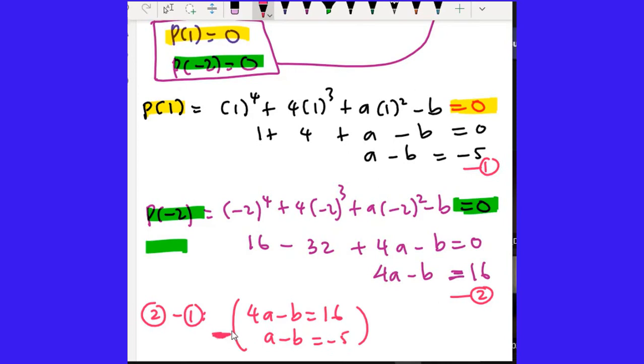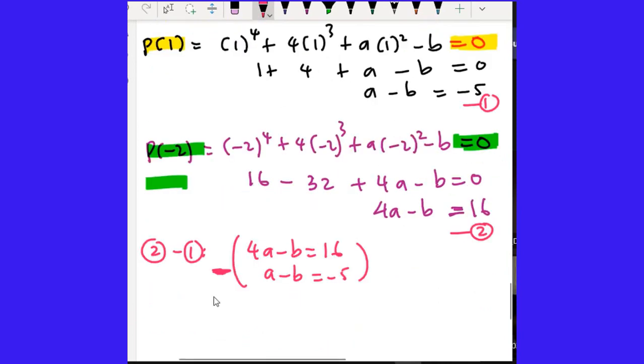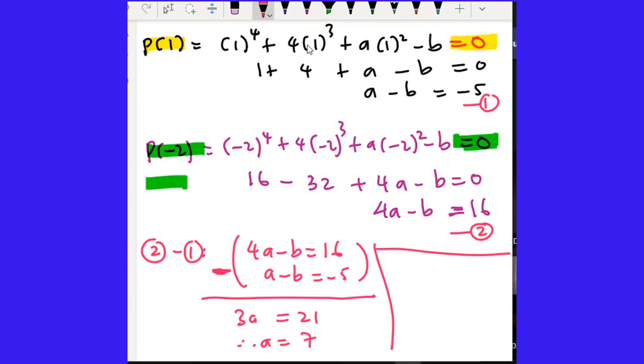Kena buat ni, lupa kan. Minus. So, 4A minus A, 3A. Negative B minus plus nanti. 16 minus 21. Therefore, A is equal to 7. Okay. Ikutlah cara nak cari macam mana saya kata kan. So guna equation 1 lah. Comel sikit. A minus B equals negative 5.